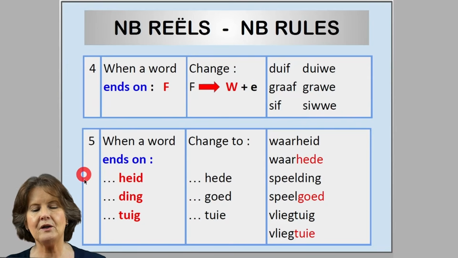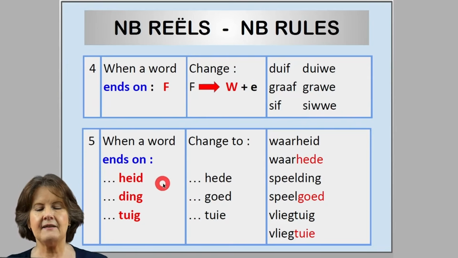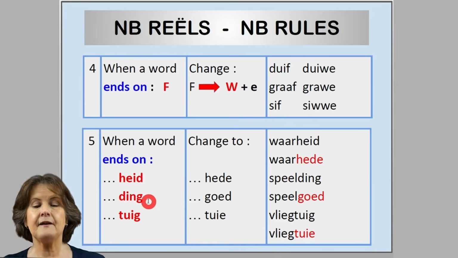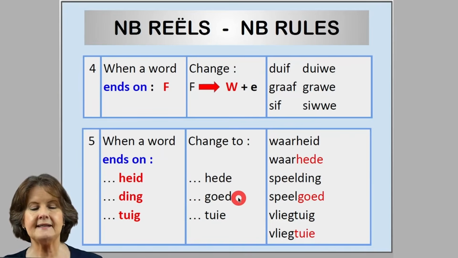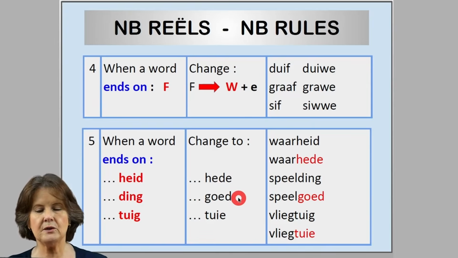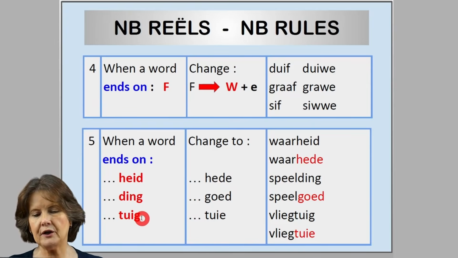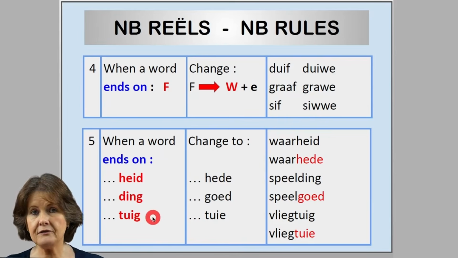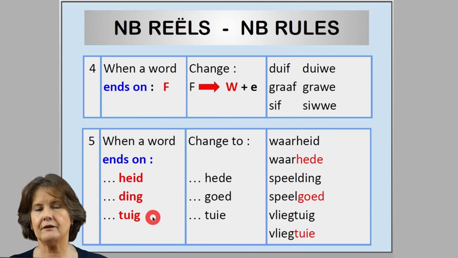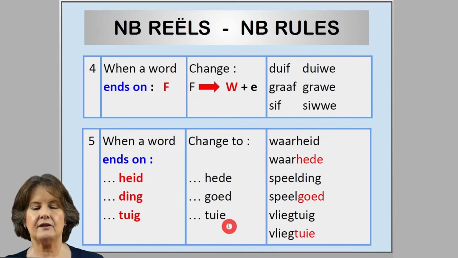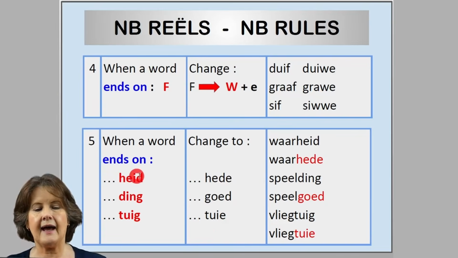Number 5, when a word ends on hate, that hate part goes to hede. Ding, skryf ding, speel ding, ry ding. You replace the ding with goed. It's speel goed, skryf goed, ry goed. And the word tuig, you don't get them very often, like a vliegtuig or a werktuig, and that goes to tuie. But hate and ding, very important.